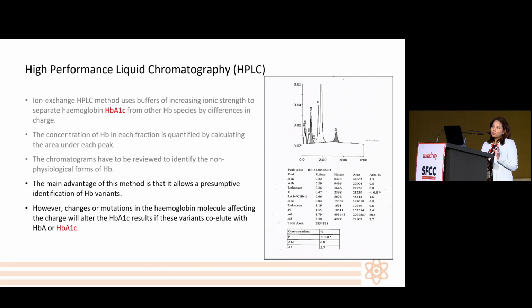Now, boronate affinity chromatography is also similar. The difference is only that the column is filled with boron, and this separates only the HbA1c and not the other fractions of hemoglobin.